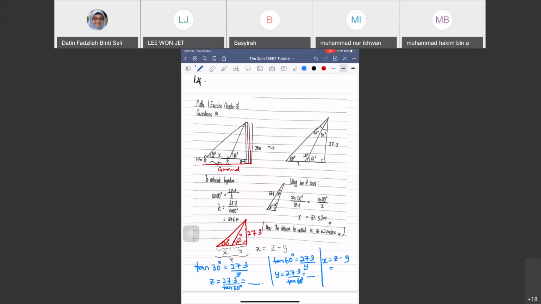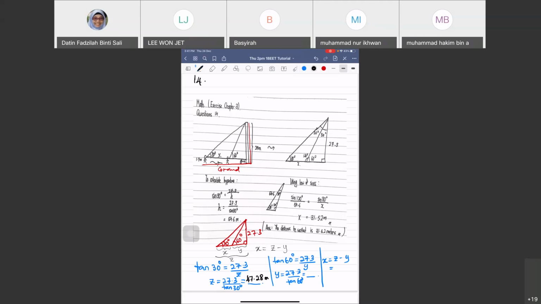What is z? Wanjet, can you help me compute this? That is 47.28 degree. 47.28. Okay, this one is length, isn't it? Okay, another one. This is meter.